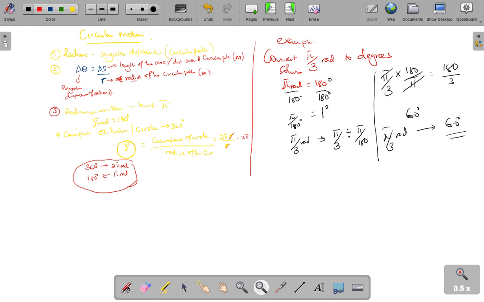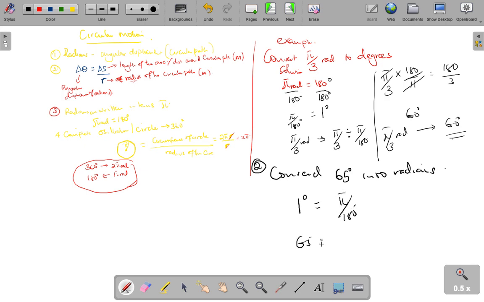Example 2: convert 65 degrees into radians. If we want to convert this, we start by saying 1 degree is pi over 180, so 65 degrees will be pi over 180 times 65. You can use a calculator at this stage, and then you put the word rad there to show that it is now in radians. So basically this is the first step.